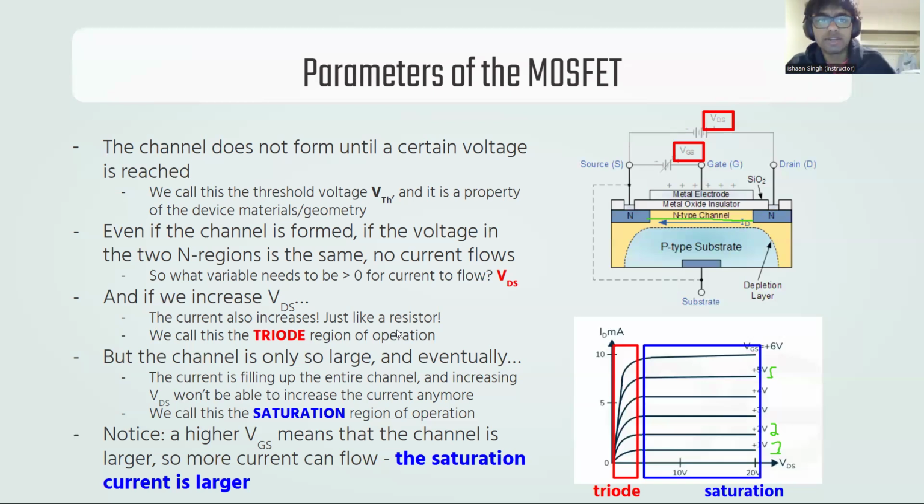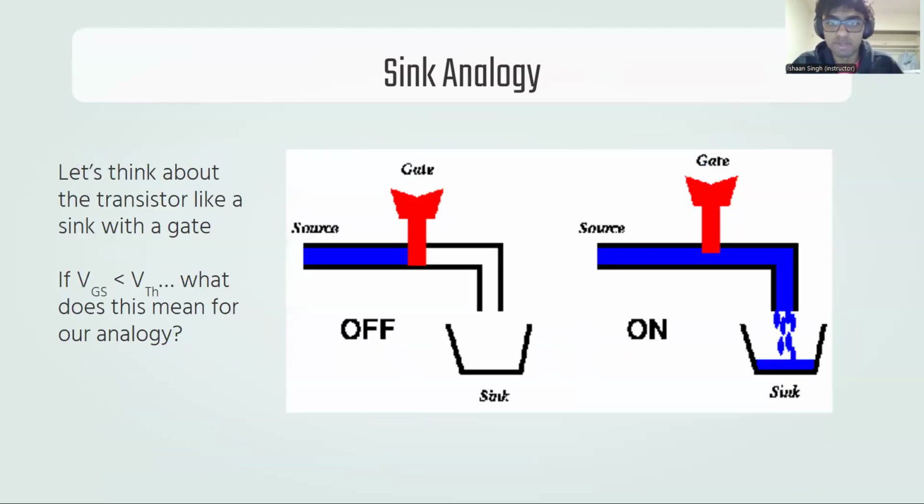So before I take any questions and just make sure everyone's still on board, let's recap what we have so far with an analogy. The best way to think about a transistor is like a sink with a gate, okay? So if VGS, the gate voltage, is less than the threshold, what does this mean for our analogy? Someone give me a guess.